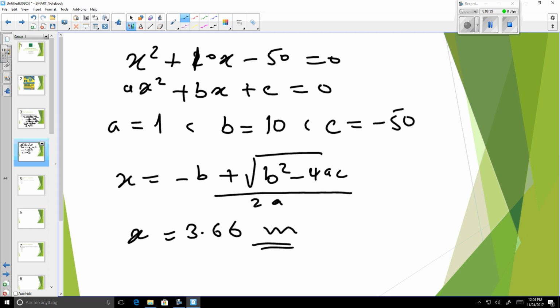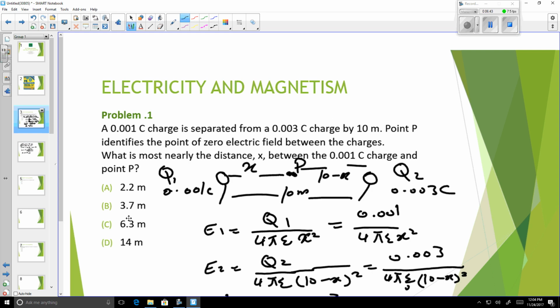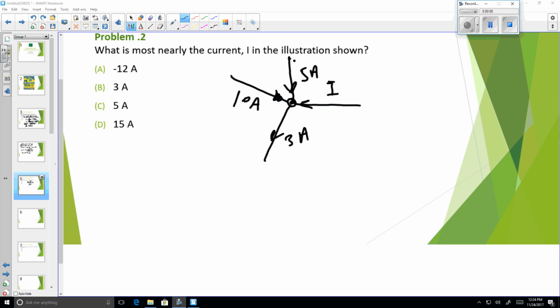which means the correct answer is here. If you compare, answer number B, which is 3.77, is the closest value to the 3.66 we got. Okay, so that's all. This is the solution for this problem.